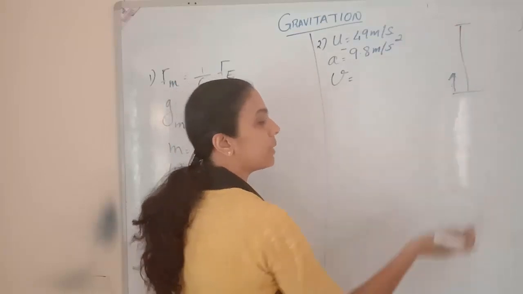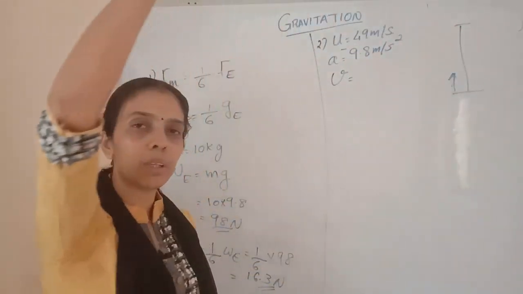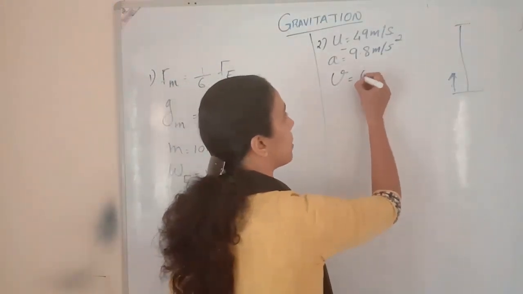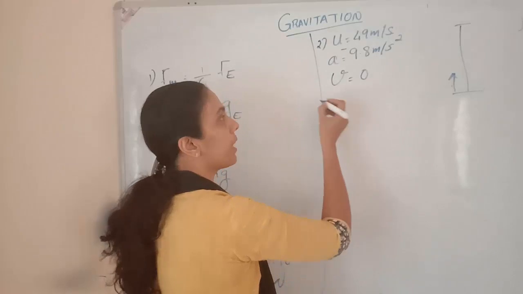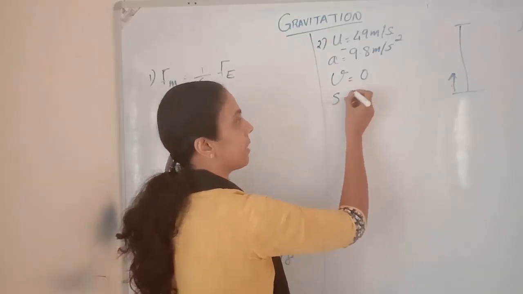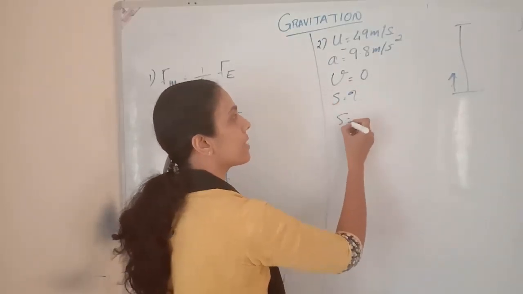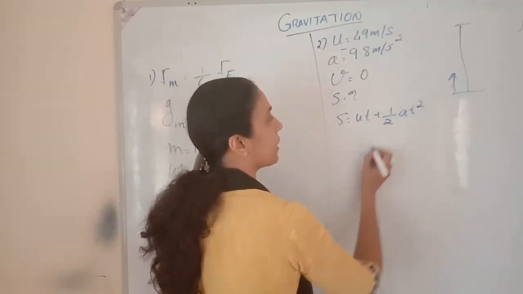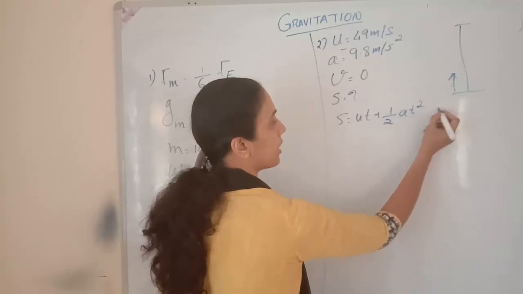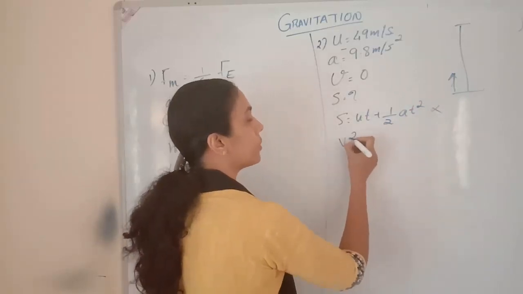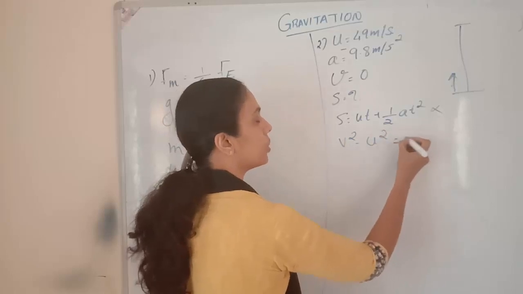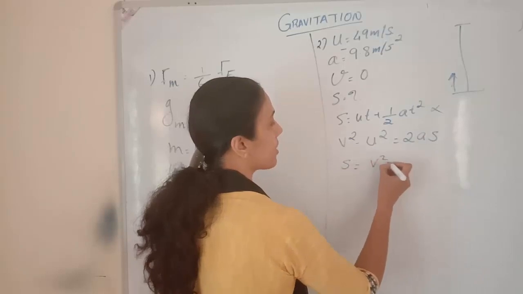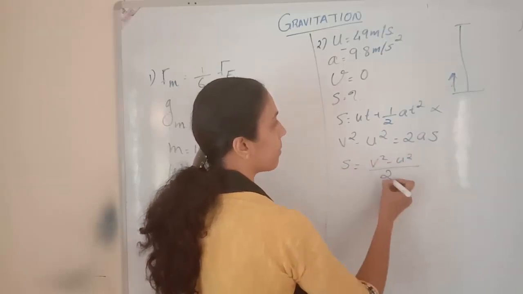Then next we should consider the final velocity. When the velocity becomes 0, it starts to come down, right? So the final velocity will be equal to 0. Then we need to find out the distance covered. S is equal to ut plus half at square, but here t is not there, so we can't use this formula. We can use another formula, v square minus u square equals 2as. Therefore s is equal to v square minus u square divided by 2a.